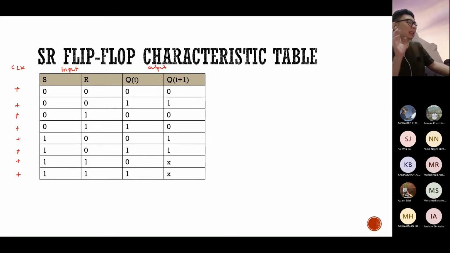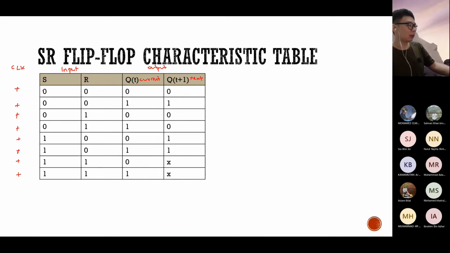So the difference is that the output has the current output, which is the output that you have right now, and the next output that is coming next. So it's written as Q(t), which is the current, and we have our next: the current Q and the next Q. So over here, let's take a look.